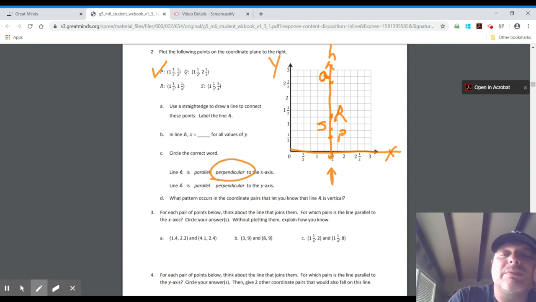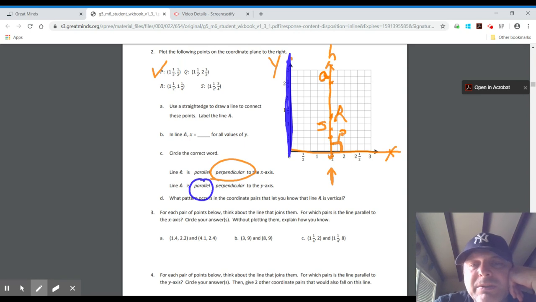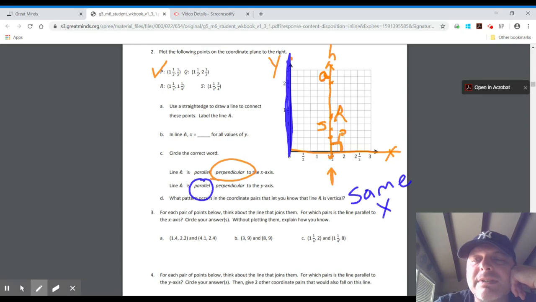It makes a square, signifying a right angle. Line H is parallel or perpendicular to line Y. So this is Y. I'm going to use a different color, so let's go to blue. And there is Y. So Y is going up and down. So is H going the same direction? And it's parallel. What pattern occurs in the coordinate pairs that lets you know that line H is vertical? They have the same X coordinate. Same X coordinate.